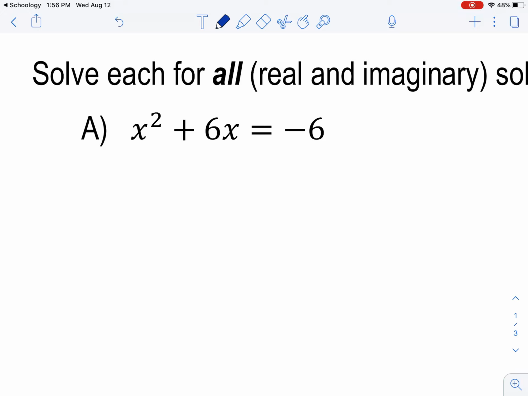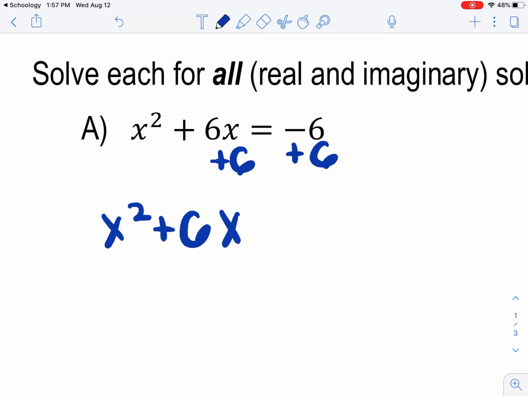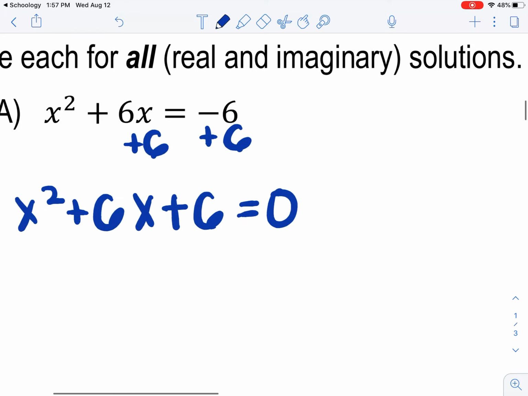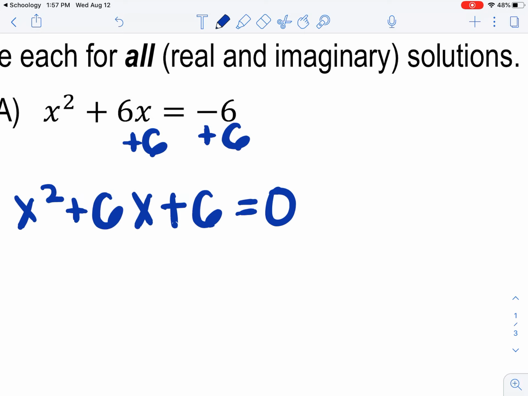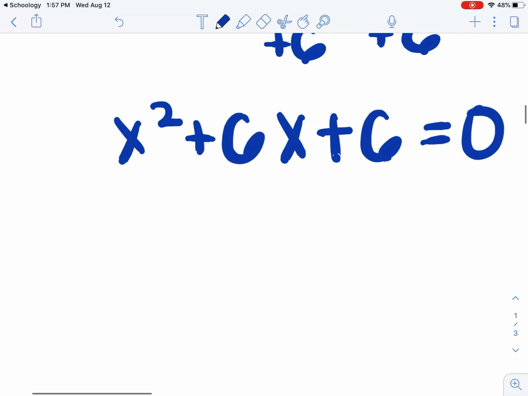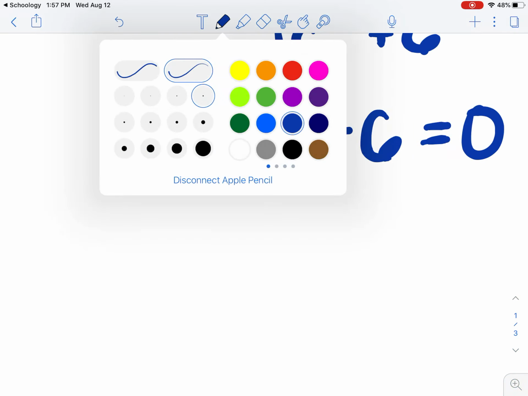So I have to try to factor it. In order to factor it, it has to be equal to 0. So first thing I'm going to do is add 6 to both sides. X squared plus 6x plus 6 equals 0. So now I'm going to try to factor it. Is there a GCF? No. Two numbers that multiply to give me 6 and add to give me 6 does not exist, so therefore I cannot factor it to solve. So I'm going to use the quadratic formula instead.